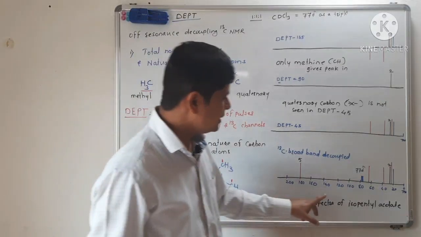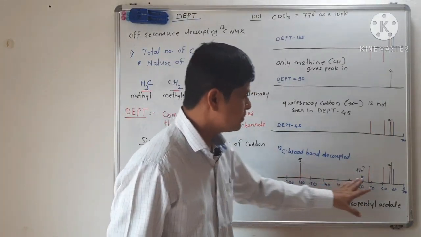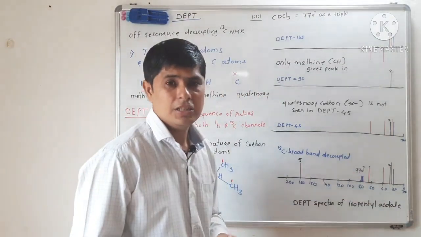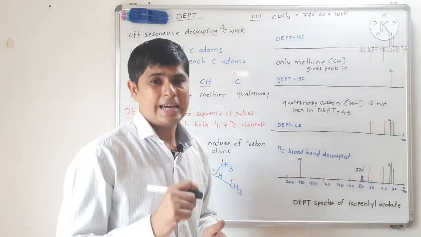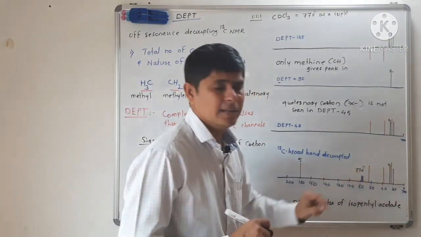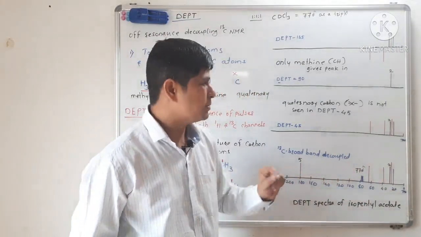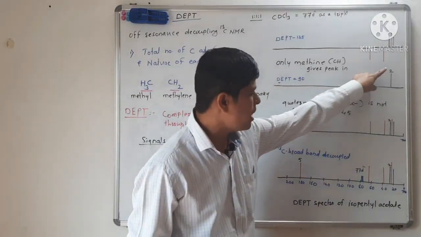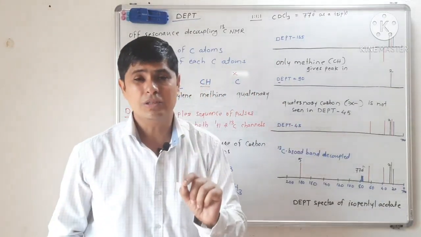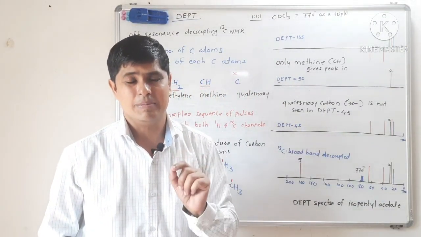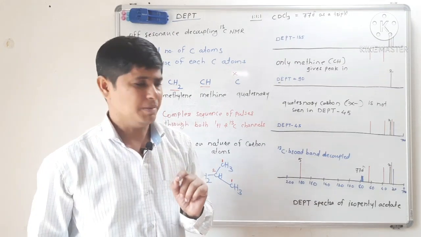By looking at this broadband decoupled carbon 13 NMR spectrum, we may not assign which carbon is a methine carbon. But by looking at this DEPT 90, we have easily pointed out which carbon is a methine carbon, which carbon is a CH carbon, isn't it?